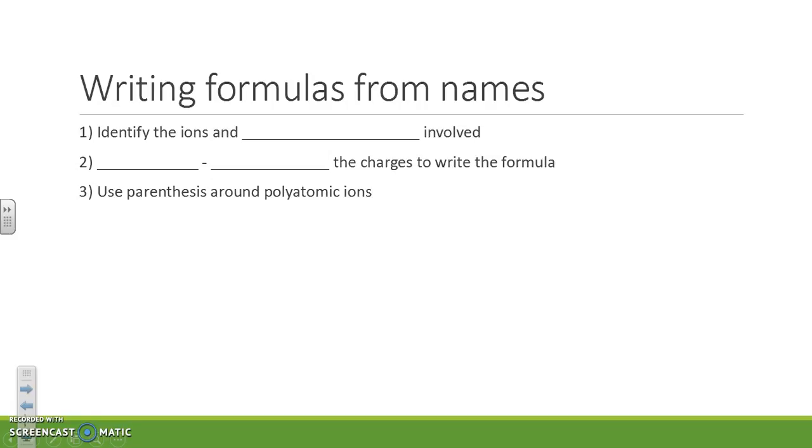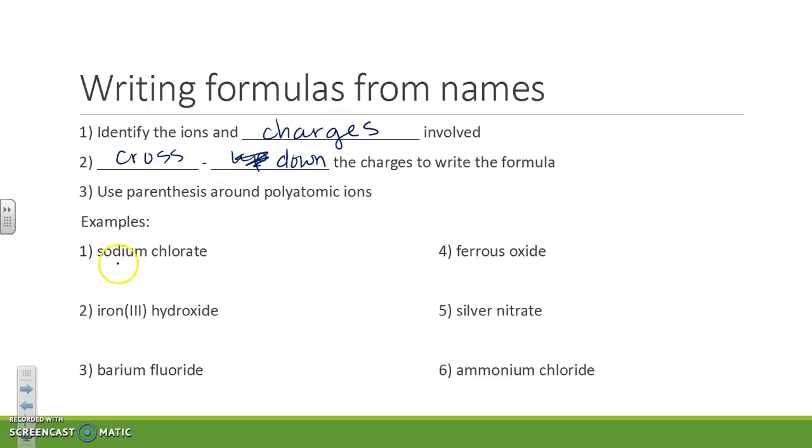So to write the formula from the name, you identify the ions and the charges that are involved. Cross down the charges to write the formula. Use parentheses around polyatomic ions. So for this one, let's do one that you know. Iron 3 means that it's going to be iron with a +3, and hydroxide is OH with a -1 charge. We know that because it was on the previous slide. All right, so we've got our ions, we've got our charges, so we're going to have to cross these down.